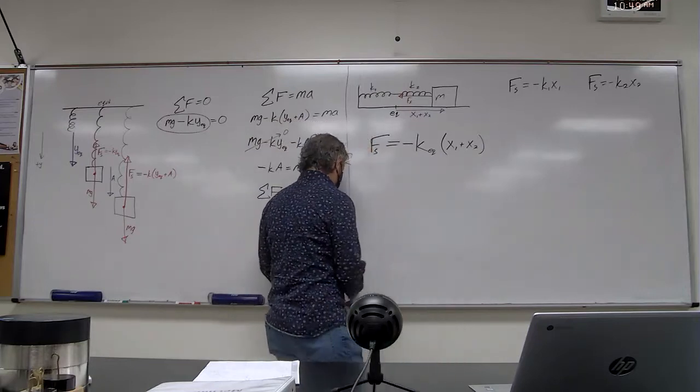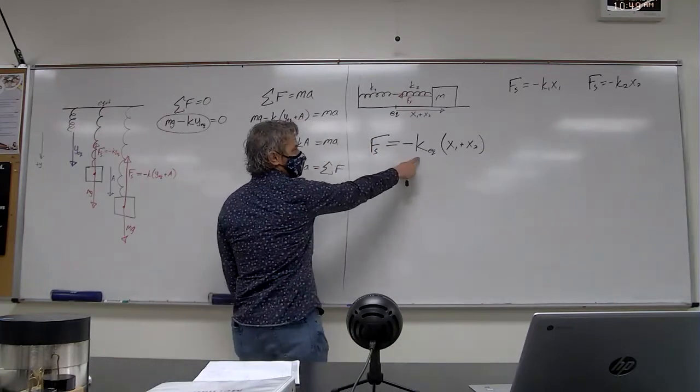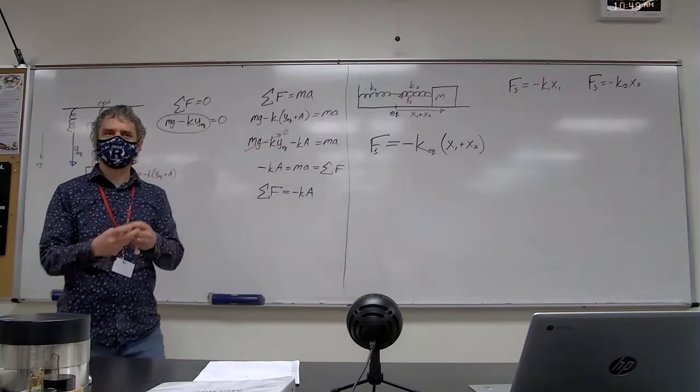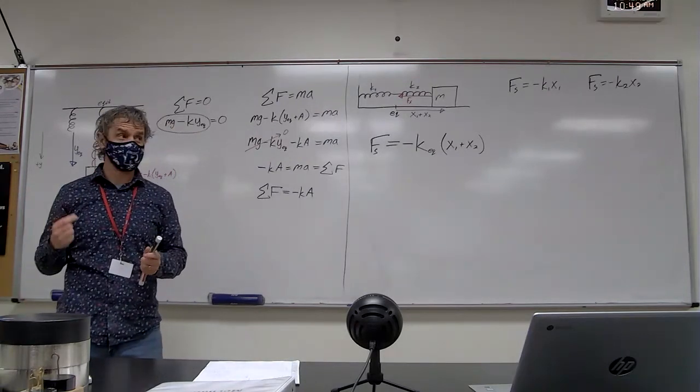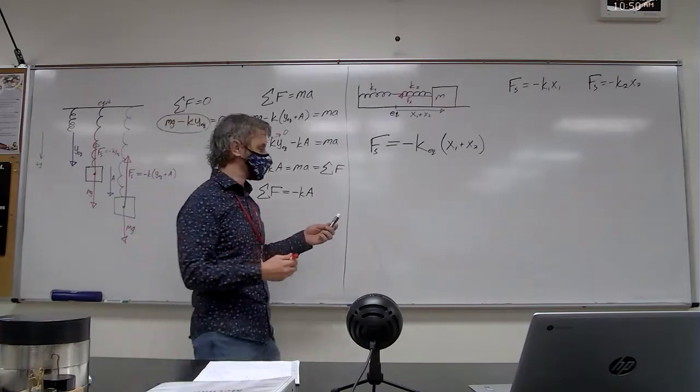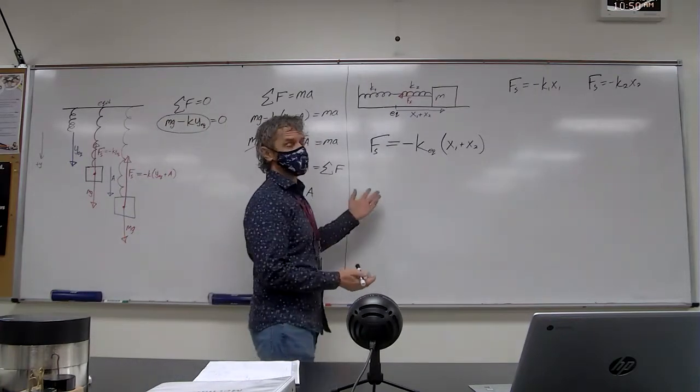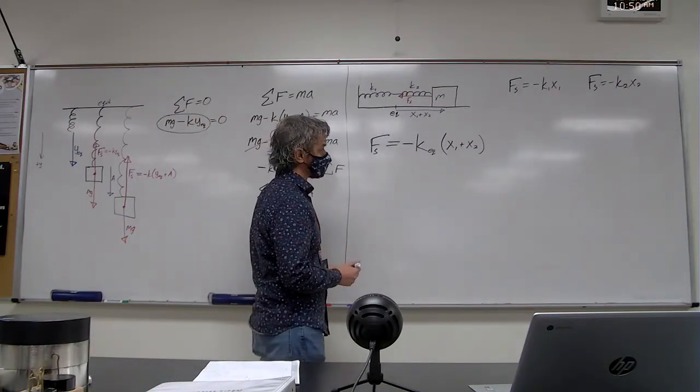So I need an expression for the equivalent spring constant. I want an expression that will work for all mass spring oscillators where you have springs connected in series. That's what I'm looking for. That's the whole point of going through this.